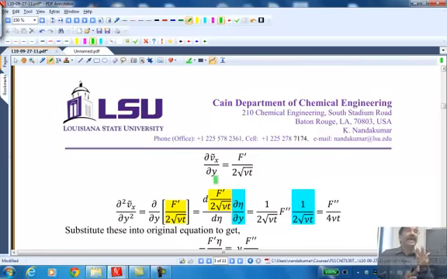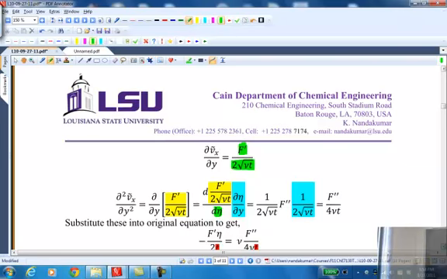Okay, so dvx dy is f prime divided by 2 square root of nu t. And then d square vx dy square is d dy of dvx dy. And then I apply the chain rule. Okay, so d eta dy. So the chain rule gives me d eta dy one more time. Okay, I already have a d eta dy. It's coming from there. So 2 square root of nu t, that becomes 4 times nu t. Okay, that's the right hand side second derivative.